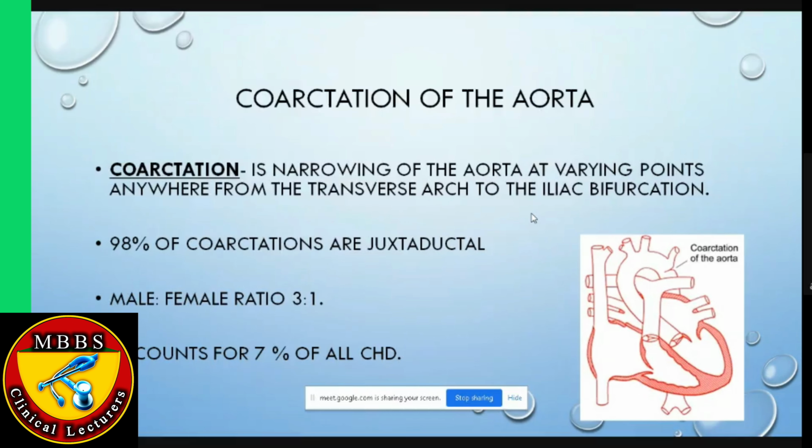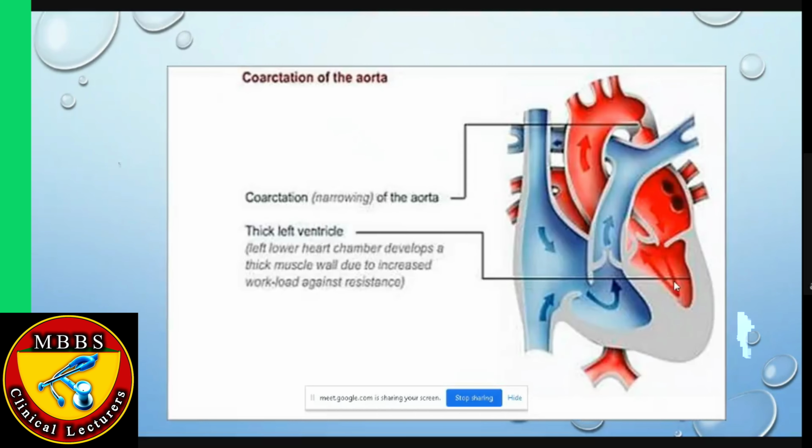Then there is another condition which we call the coarctation of the aorta, which is again the narrowing of the aorta at varying points. Now this coarctation can be at varying points anywhere from the transverse arch to the iliac bifurcation. Now, the male to female ratio is 3:1, and this accounts for 7% of all congenital heart disease.